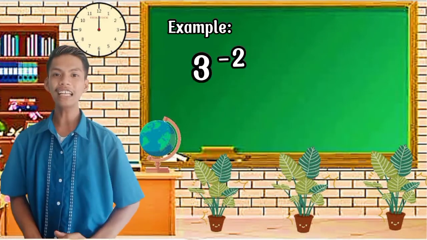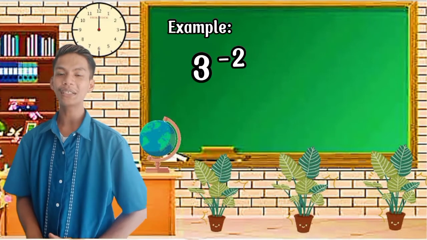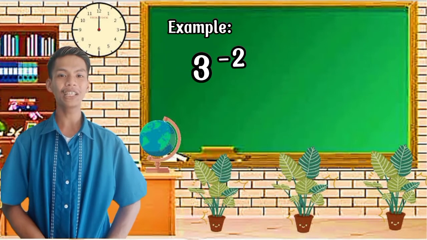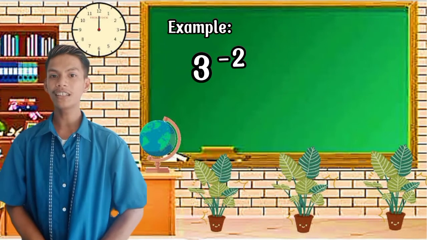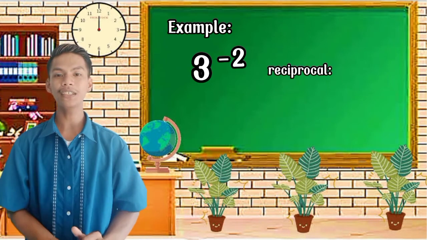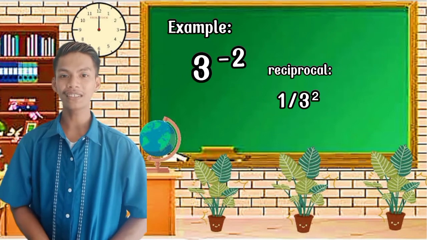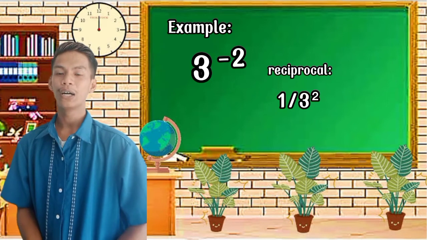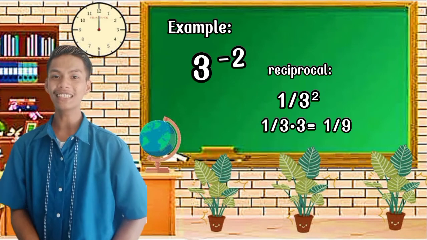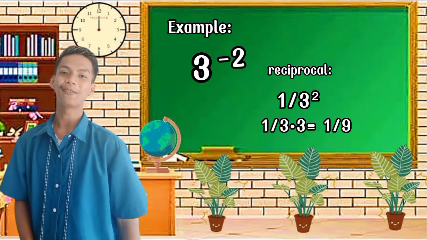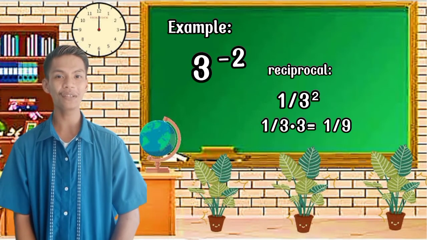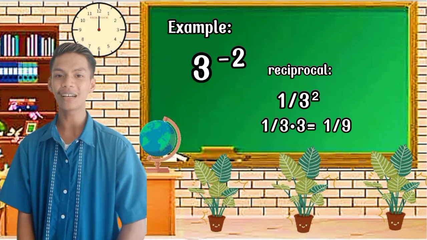3 raised to negative 2. For us to simplify this negative exponent, we simply get the reciprocal of it to remove the negative sign. So the reciprocal of 3 raised to negative 2 is 1 over 3 squared. Multiply by itself, which is 1 over 3 times 3, equal to 1 over 9. I hope you understand what a negative exponent is.